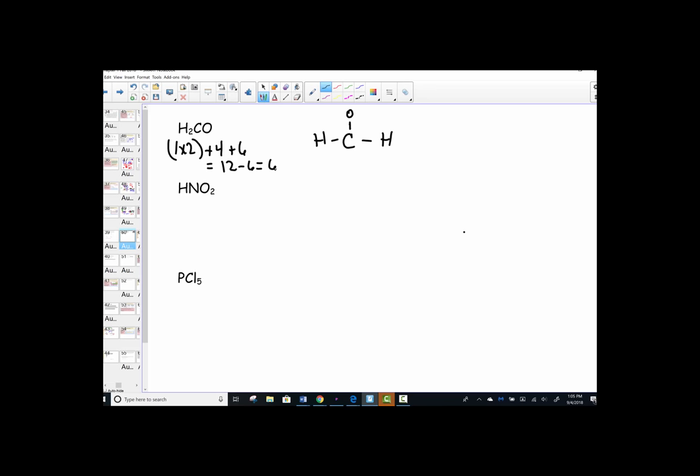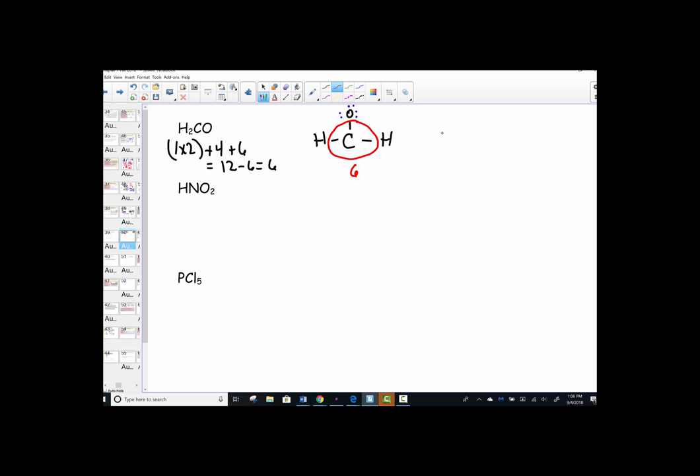Fill the octet of everybody but the central atom next. That tells me I have to place those 6 electrons on oxygen. Never put dots on a hydrogen. They're satisfied with one bond. They've become like helium. But I noticed that carbon is not yet satisfied with its octet. If I were to count the number of electrons around carbon, it's not an octet, it's only 6. Since I don't have enough electrons to fill the octet of the central atom, think multiple bonds.